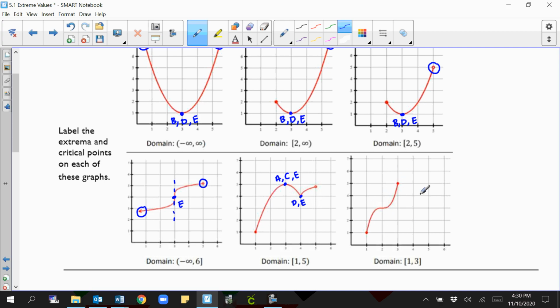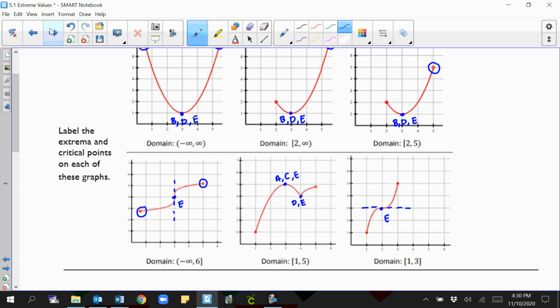And looking at our last one right here, remember we don't look at our endpoints. So in between, I don't really have any local mins or maxes, and I don't really have an absolute min or a max either. But I do have this critical point right here because I have a slope of 0 at that point right there. So even though it's not a minimum or a maximum, it still is a critical point.